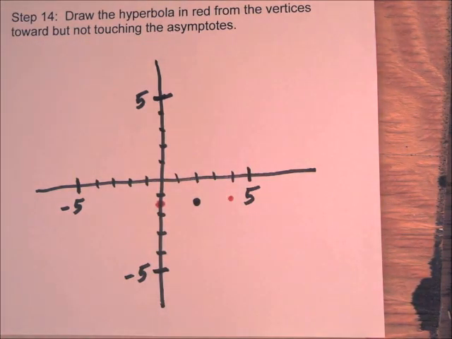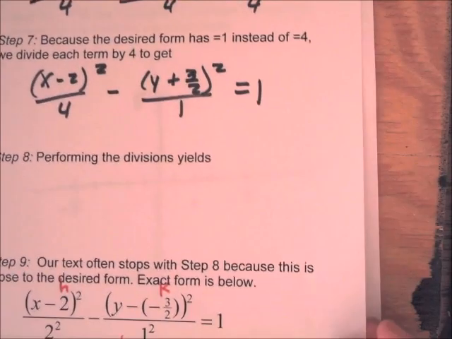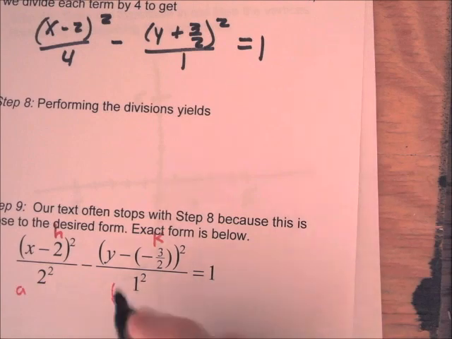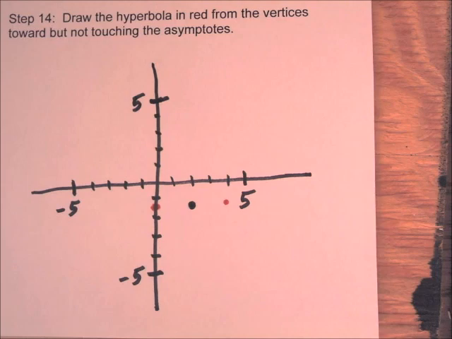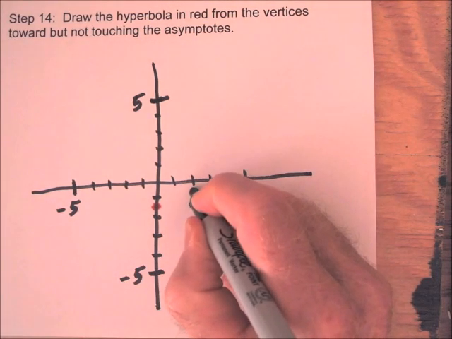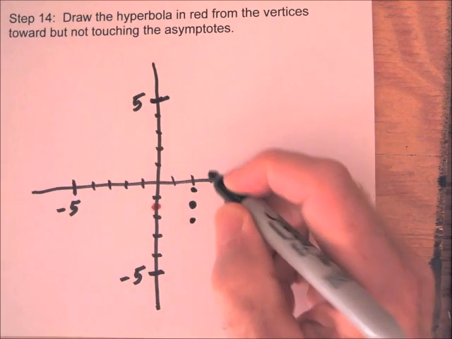Okay, and then sometimes you could compute the co-vertices. I don't usually use those, but in case you see them referred to in the book, because the y comes after the minus sign, we're going to use b for the co-vertices, and they're not actually part of the hyperbola, but you want to go up 1 and down 1 if you want. You can plot those. Those are the co-vertices from the center.